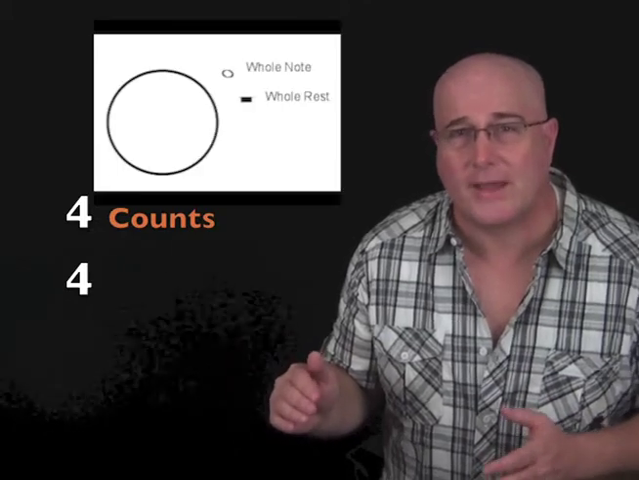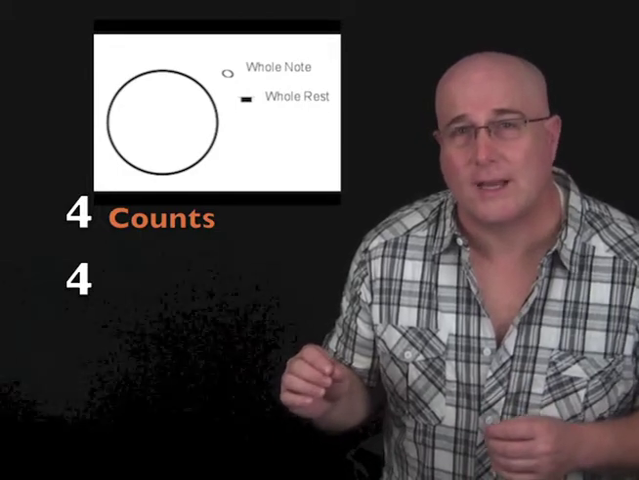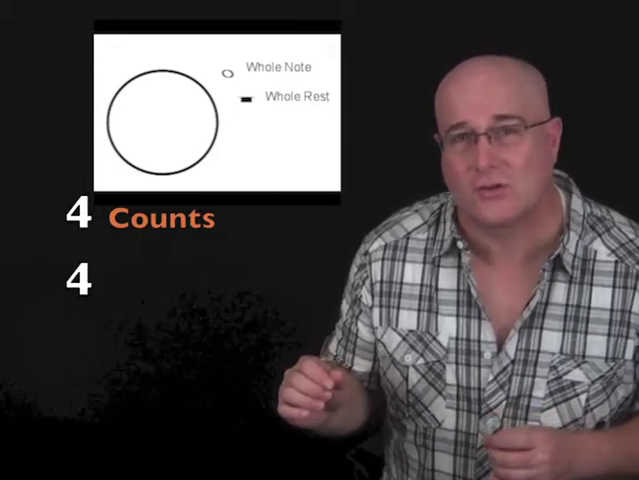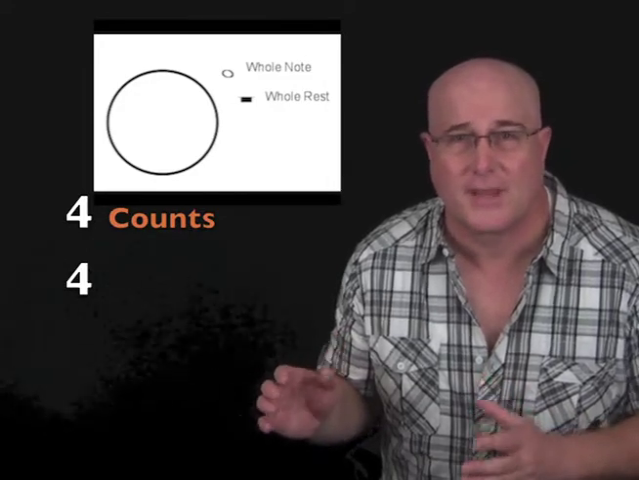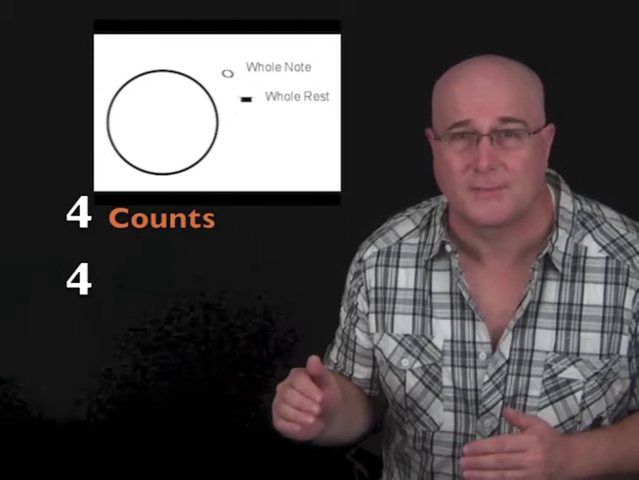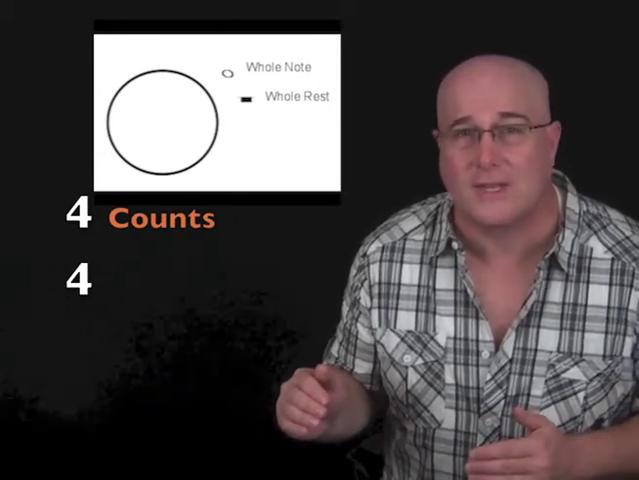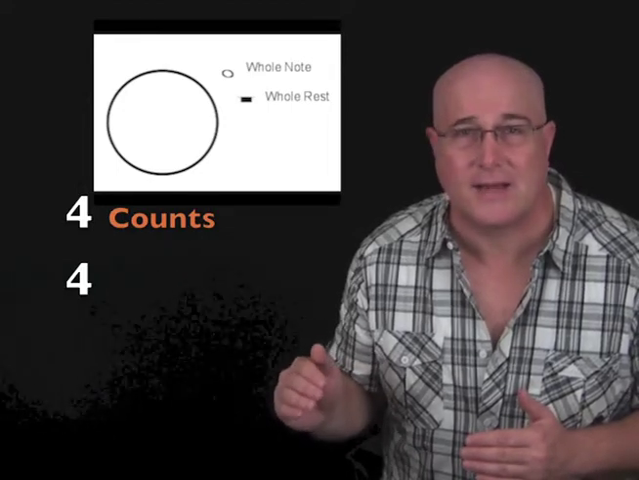So if we look back at our circle diagram with our whole note, we could imagine that inside the circle is our measurement of music, or our measurement of time. And within that measurement of time, we're going to have those 4 counts. And those 4 counts are going to be evenly spaced pulses inside the circle.